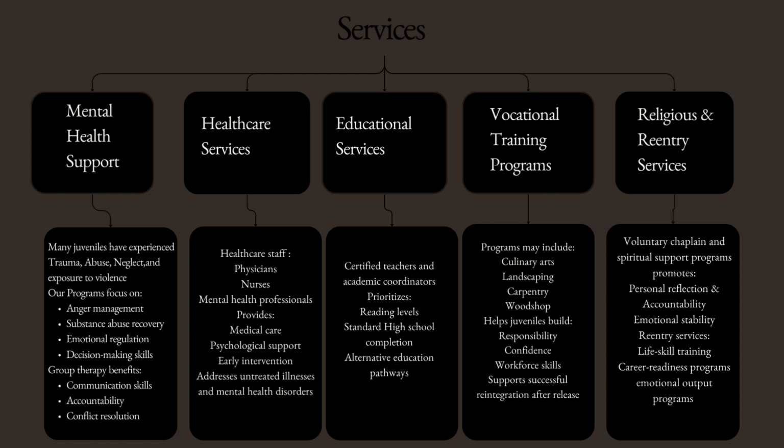These plans include services such as individual therapy, group counseling, and behavioral intervention programs. These programs address issues like anger management, substance abuse, trauma, emotional regulation, and decision making. Since many juveniles entering the system have experienced abuse, neglect, or violence, mental health support is heavily emphasized. Individual counseling provides personalized support, while group therapy helps develop communication skills and healthy relationships.